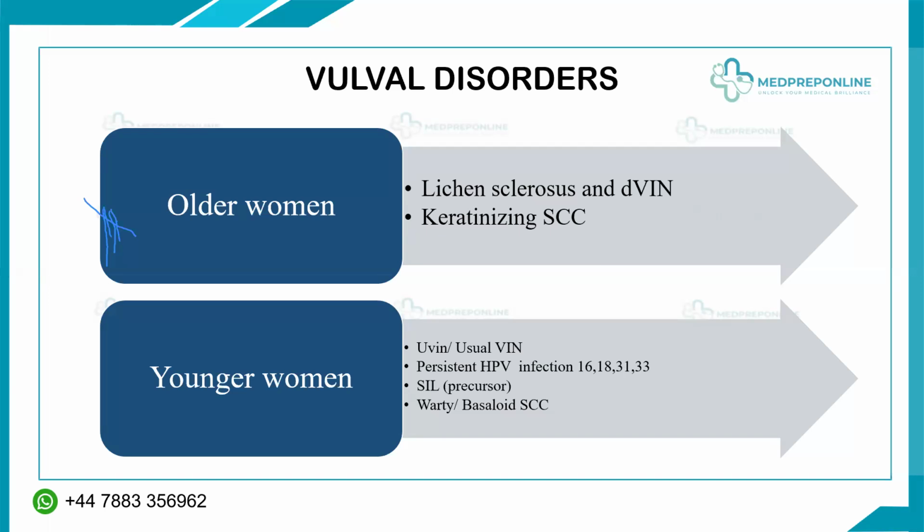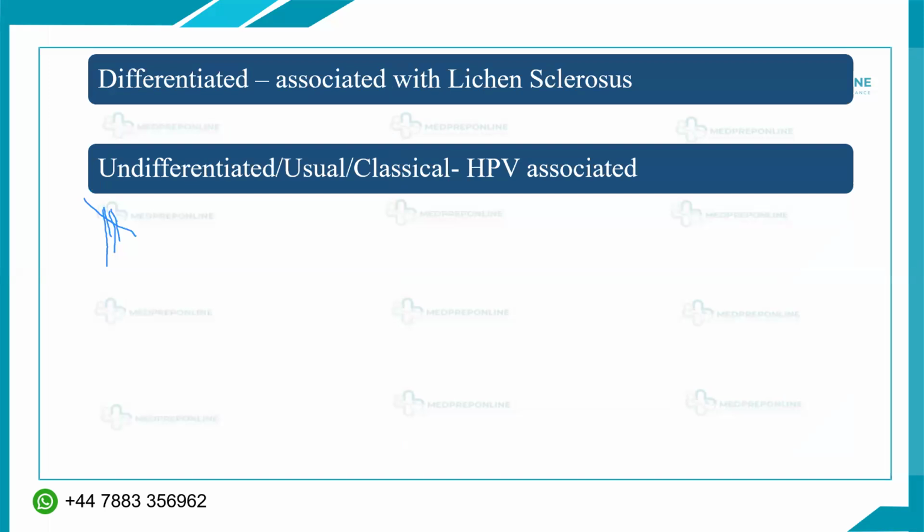Whereas in younger women, what you see is UVIN, which is the usual type of vulval intraepithelial neoplasia, and the precursor of which is HPV infections like 16, 18, 31, and 33. They are mostly warty or basiloid type. So squamous cell carcinomas are usually seen in older women, whereas the warty as well as the basiloid squamous cell carcinomas are seen in the younger age group. Now coming to the differentiated type, it is again associated with lichen sclerosis, and the undifferentiated type or the usual type, which is also called classical, it is HPV associated.